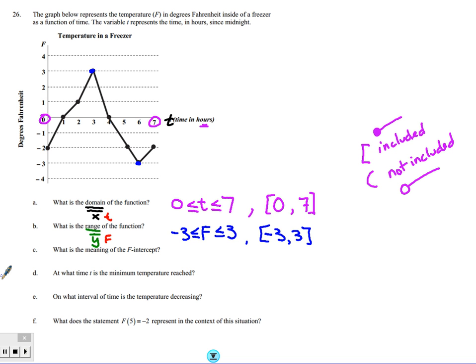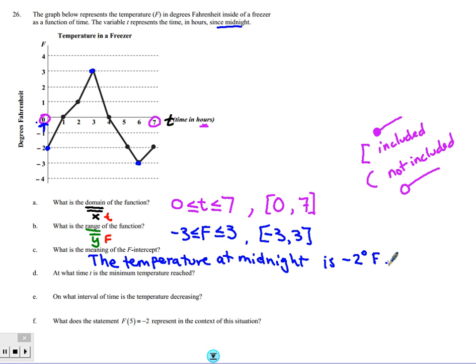All right, what is the meaning of the f-intercept? Let's see, it crosses the f right there. So what is the meaning of that? Well, right here, that is when time is 0. And it said also since midnight. So t is hours since midnight. So what that dot represents is at midnight what the temperature was. So the temperature at midnight, that is what it represents. We could say it is -2 degrees Fahrenheit.